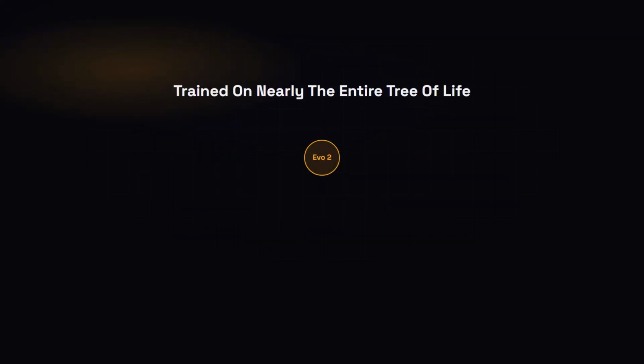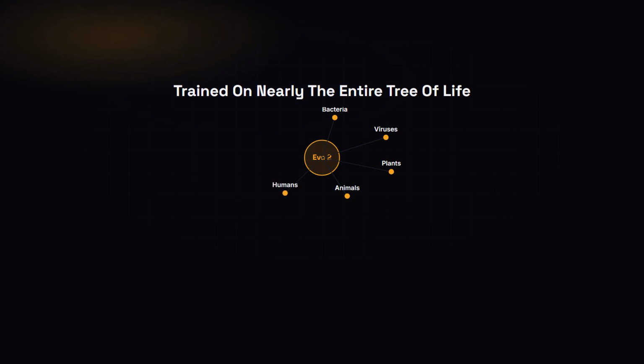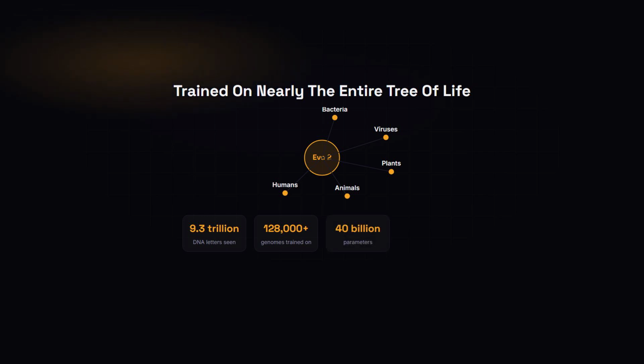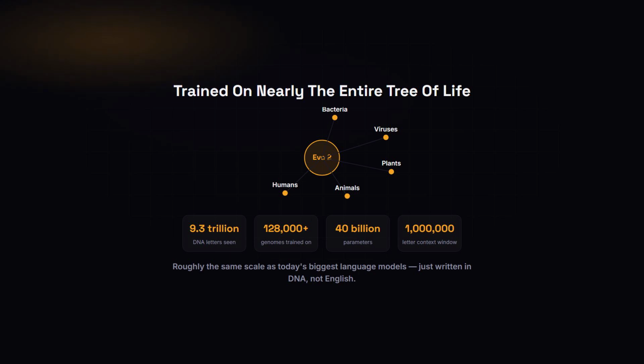And the scale of what it learned from is hard to picture. Evo2 was trained on over 9 trillion individual DNA letters, pulled from more than 128,000 genomes spanning nearly every branch of the tree of life: bacteria, viruses, plants, animals, humans. It's 40 billion parameters deep, and it can hold a window of up to 1 million genetic letters in view at once, connecting patterns across distances no human researcher could track by hand. For comparison, that's roughly the same order of scale as the text datasets behind today's largest language models, just written in the 4-letter alphabet of life instead of English.